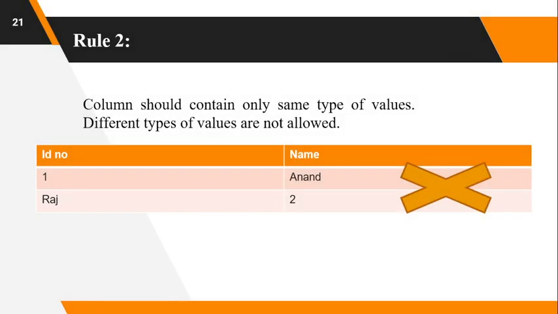Okay, let's see rule number 2. Rule number 2 is that a column should contain only the same type of values. Different types of values are not allowed. In the example, we have the columns ID number and name. In ID number we are supposed to have numerical values, right? So here number 1, that's correct. But in the second one we have a name, a character string, Raj. So this is wrong. We are not supposed to have different types of values in a particular column. Likewise, name Anand is correct, whereas the second value is a numerical value, which is wrong. So different types of values are not allowed. That is rule number 2.